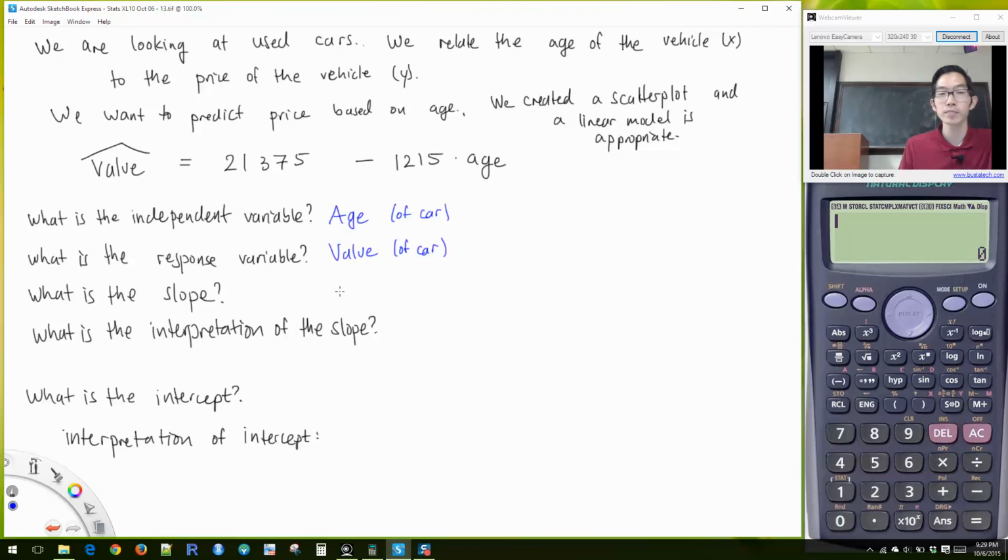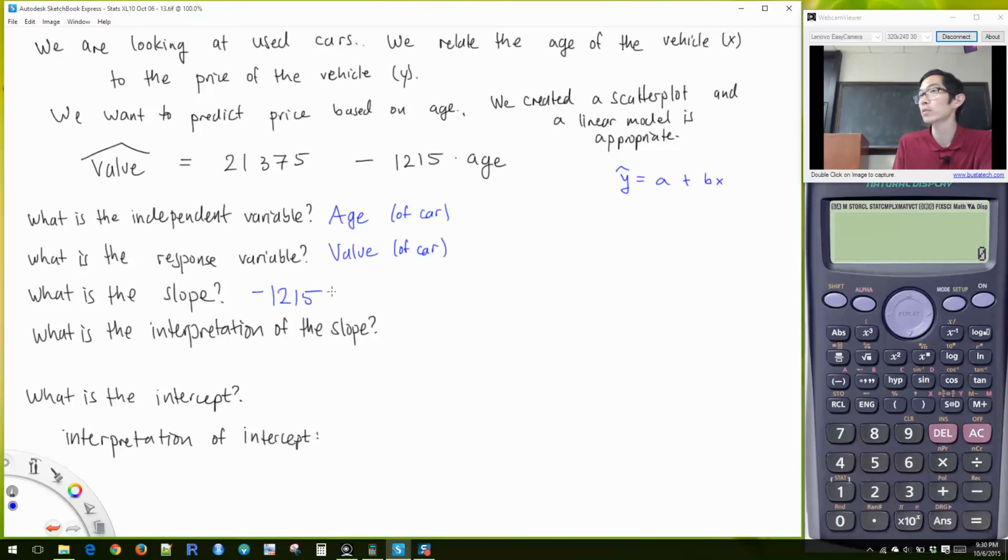Okay? What is the slope? The slope is negative 1215, okay? So remember the equation we say is y hat is equal to a plus bx, right? And in our case, we're doing a subtraction, so essentially we're adding a negative 1215, okay? So that's the slope, minus 1215.